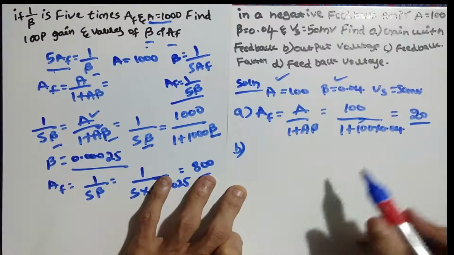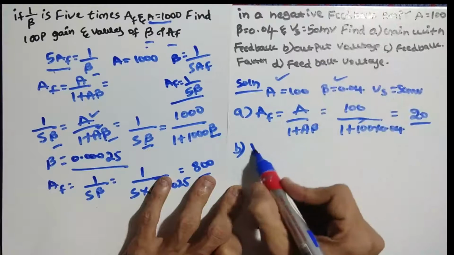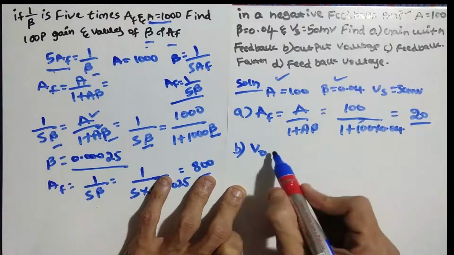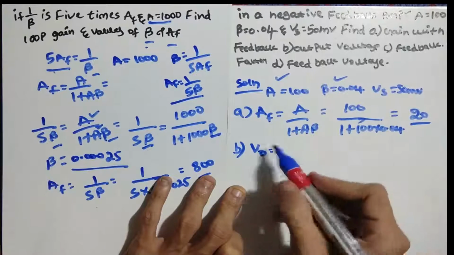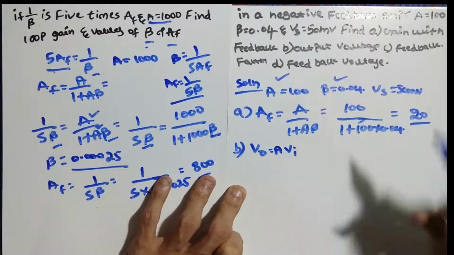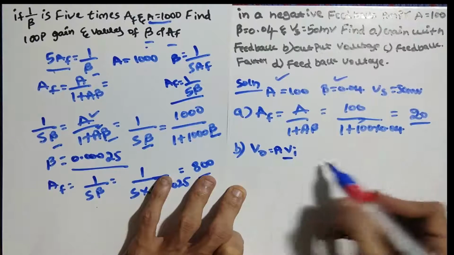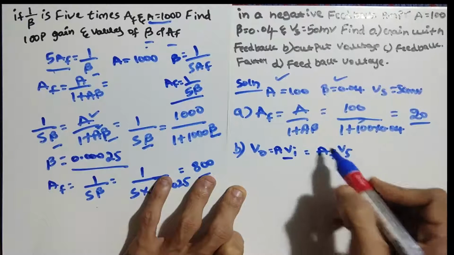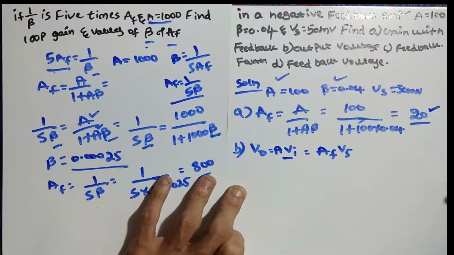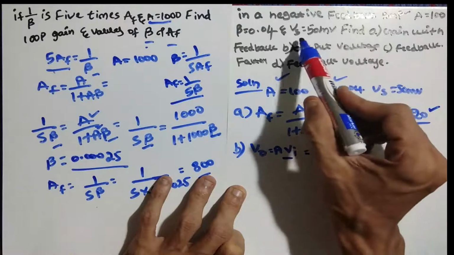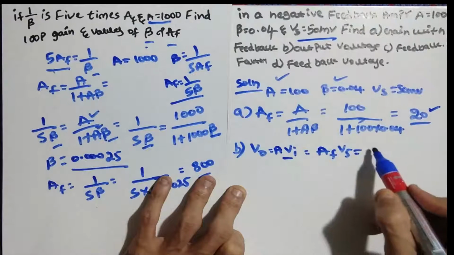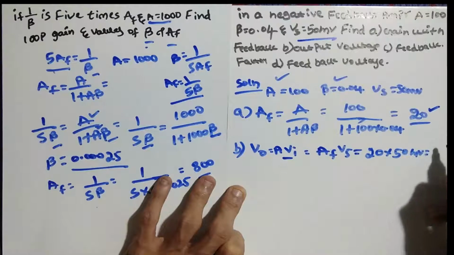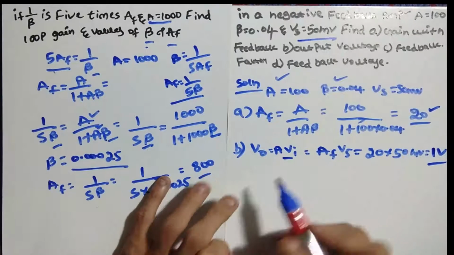Go for the second one, B, output voltage. So output voltage is nothing but V0. V0 can be written with two types of formula. One is A into Vi. Here Vi is unknown, so we cannot use this formula. One more, using AF into Vs. Yes, we can use that, because AF we found, and Vs is given as 50 milli. From this, 20 into 50 millivolt, you can get 1 volt. This is what V0 you can get.